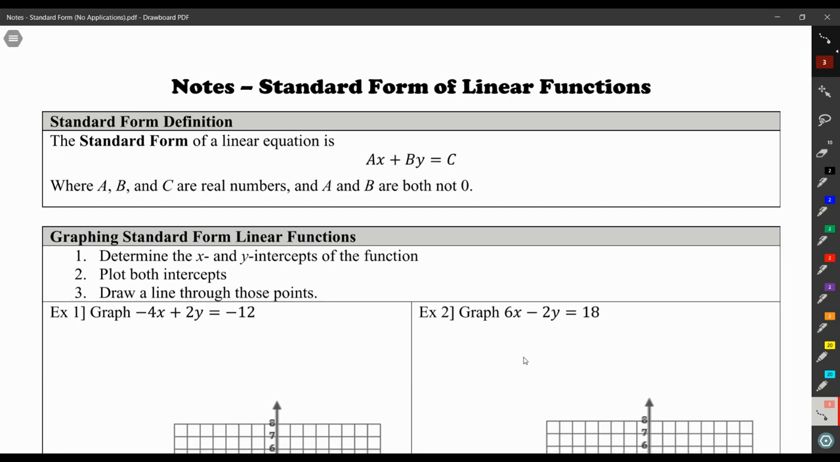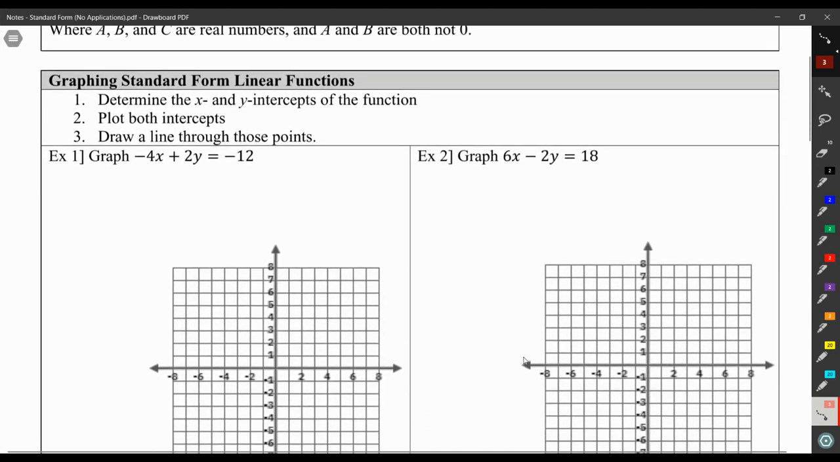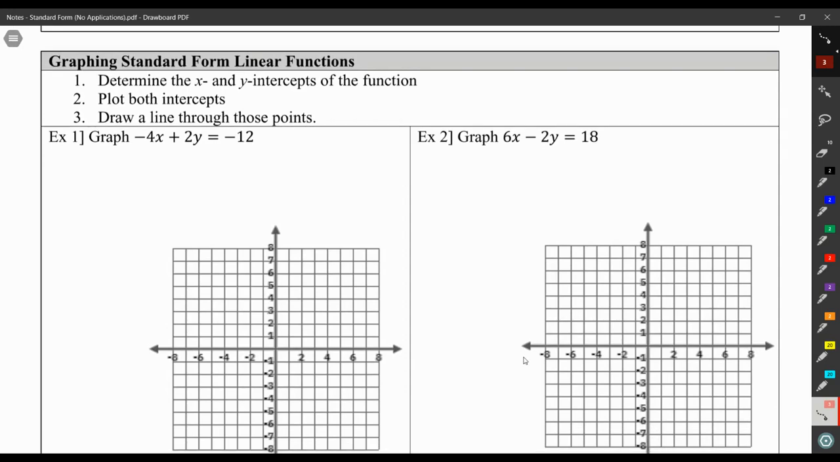Okay, so graphing in standard form. Determine the x and the y intercepts of the function. You only need 2 points to create a line, and with standard form, the easiest way to find 2 points is to find the intercepts. So the first thing we're going to do is find the x-intercept, and you find the x-intercept by replacing y with 0.